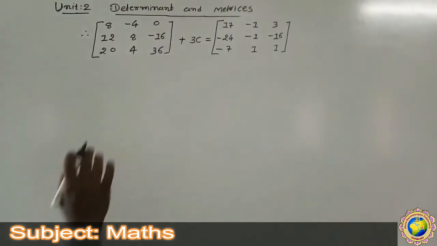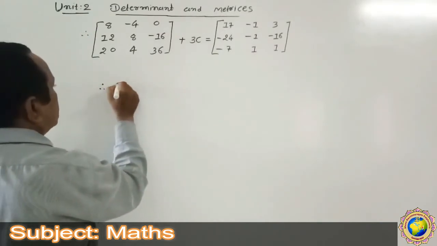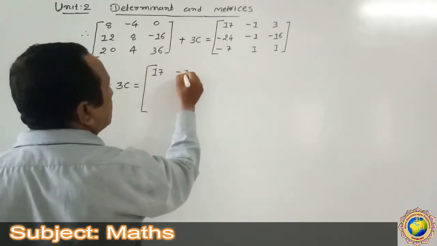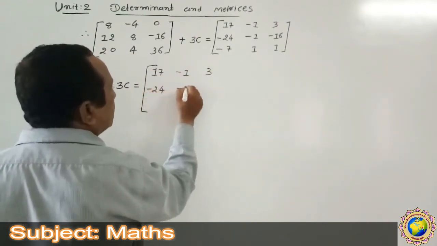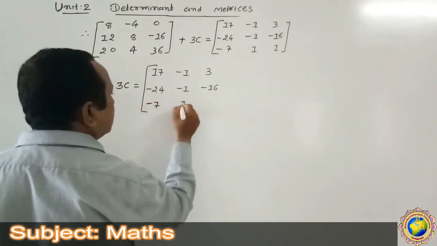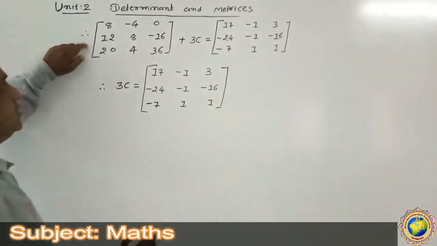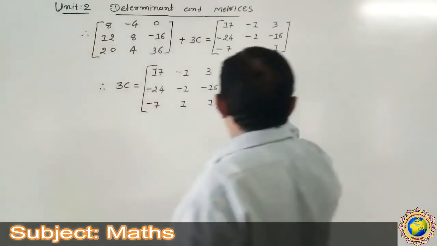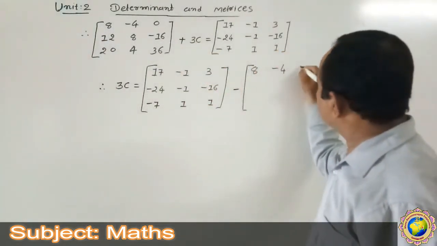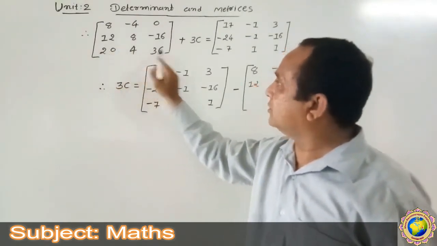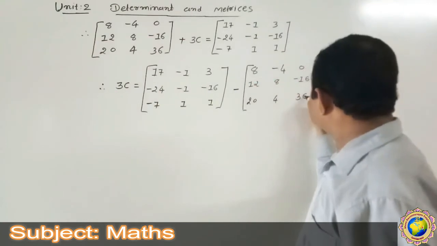Now third row minus 7, 1 and 1. This matrix is on this side plus, so on the other side minus. So minus here 8, minus 4, 0 first row, second row 12, 8, minus 16 and third row 24, 36.